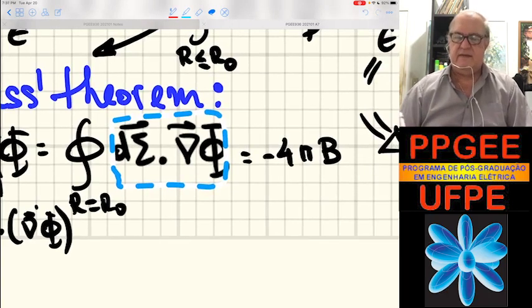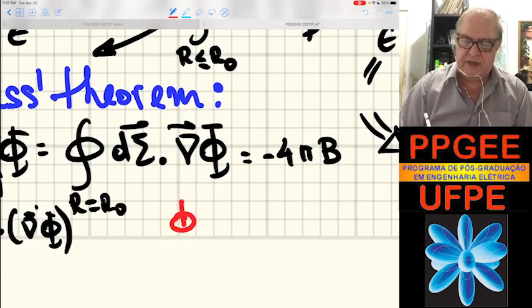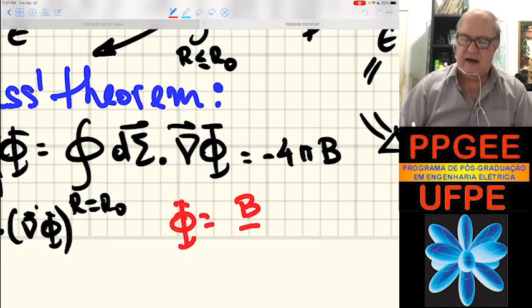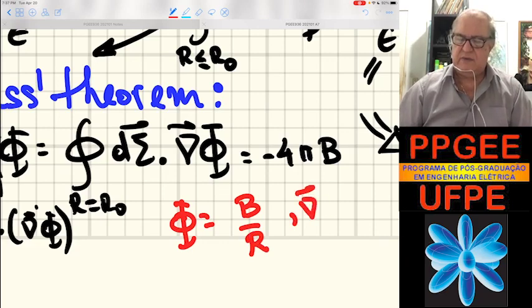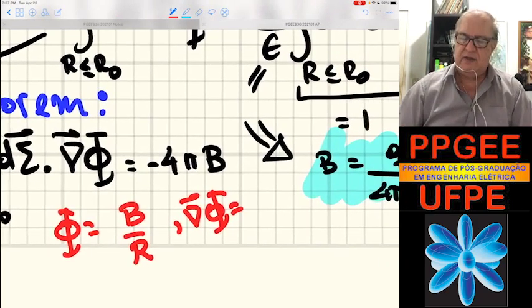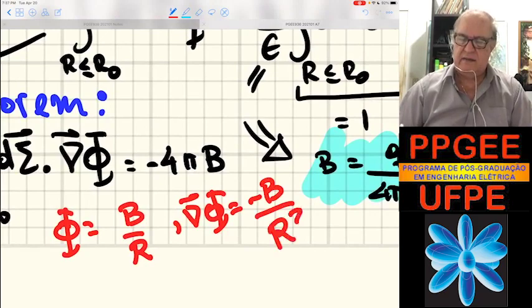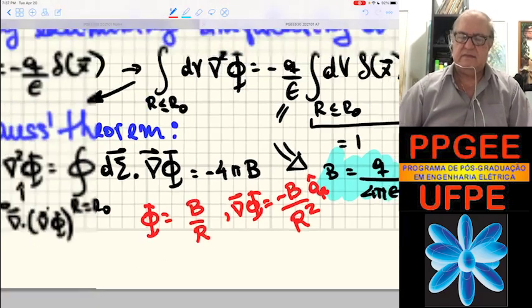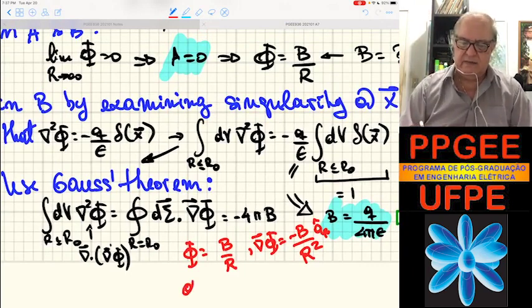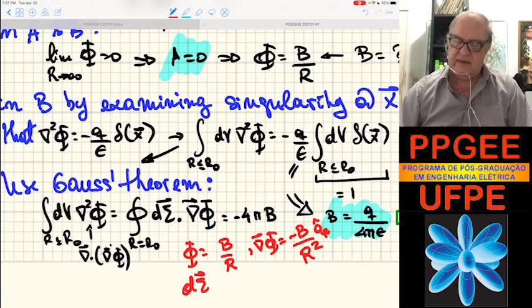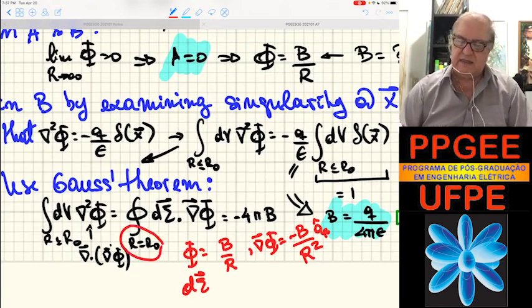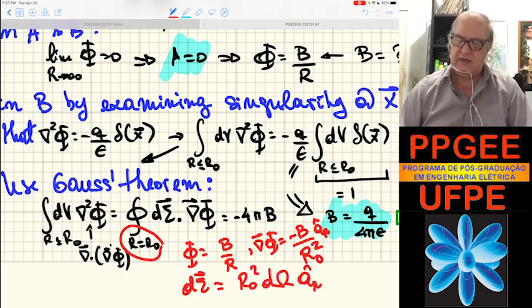Let's just do it here, right? Potential is B over R. The gradient equals minus B over R squared a_r. Over the surface of radius R0, the surface element is going to be R0 squared d omega a_r. So it's not difficult to calculate the integral because we are going to cancel R0 squared.